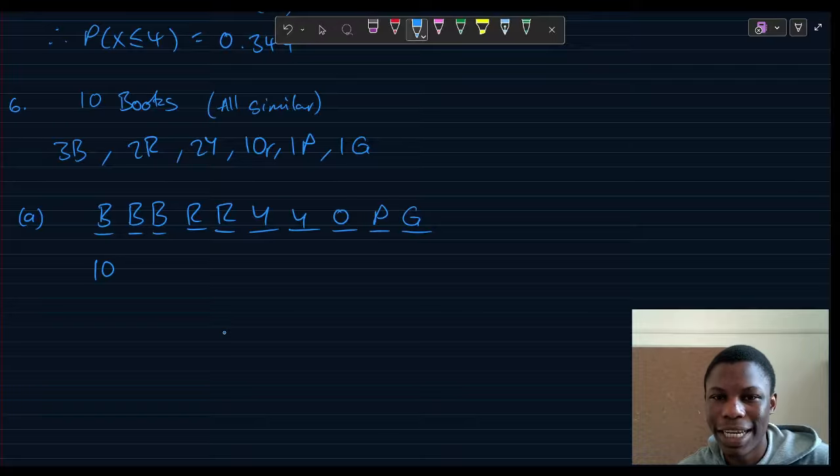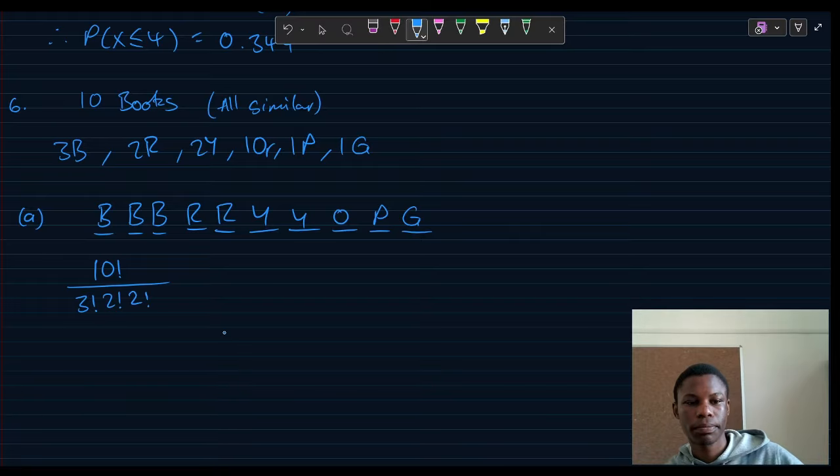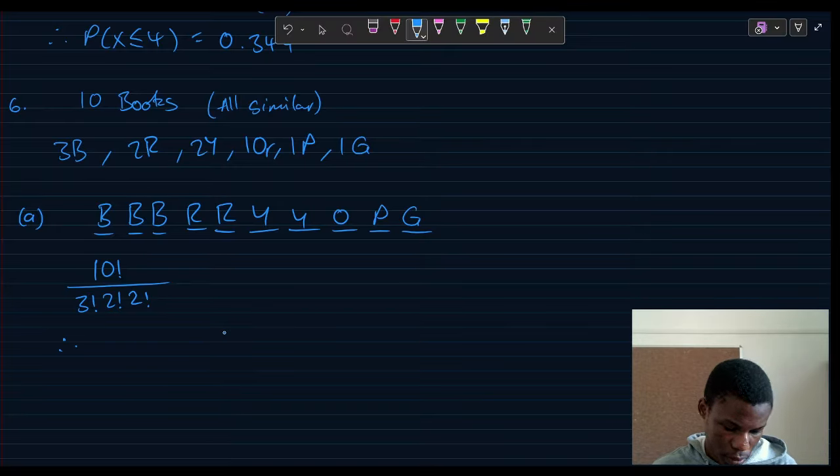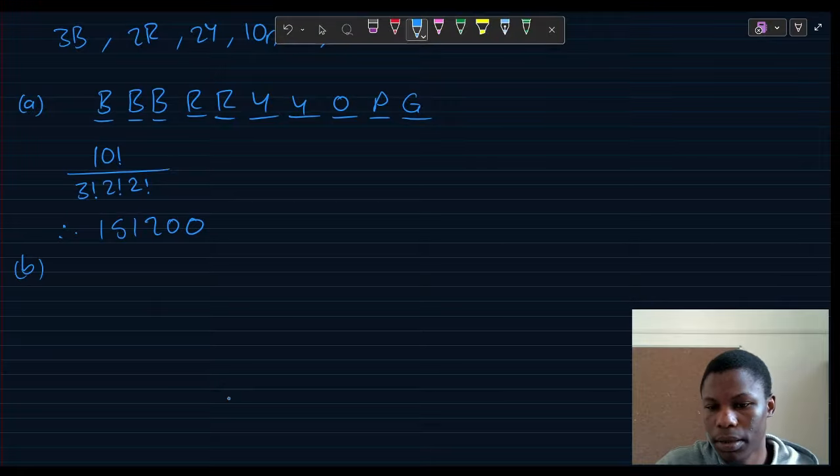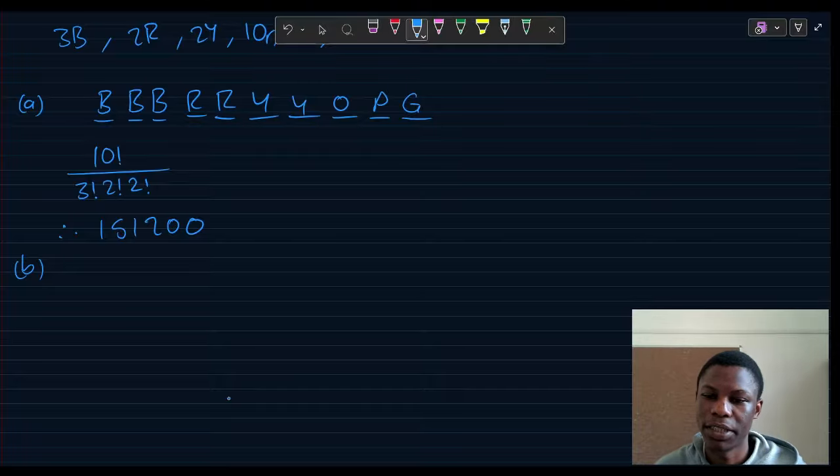So you're arranging 10 items. So 10 factorial. Repetitions, we've got 3 blue books, so divide by 3 factorial. We've got 2 red books, divide by 2 factorial. 2 yellow books, divide by 2 factorial. And punch this into the calculator. You get 151,200.